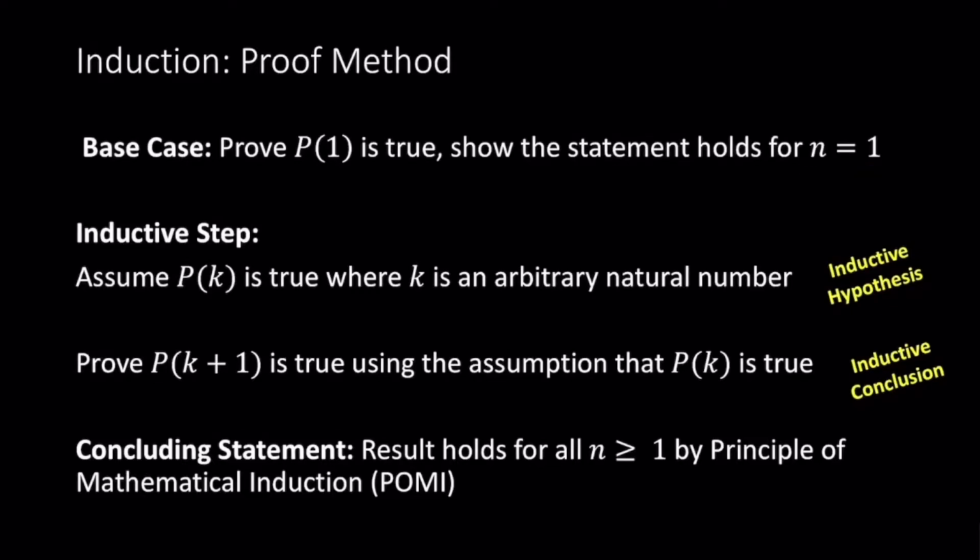Now we go on to the inductive step, which is split into two parts, the inductive hypothesis and also the inductive conclusion. So first we assume P of k is true and k is just any arbitrary natural number. Our goal is to use that assumption, the inductive hypothesis, to prove that P of k plus 1 is true. And this is what we call our inductive conclusion. Once we've shown the base case and the inductive step, we could go on to finish our proof and write a concluding statement and nicely write that the result holds for all n greater than or equal to 1 by the principle of mathematical induction, or just POMI for short.